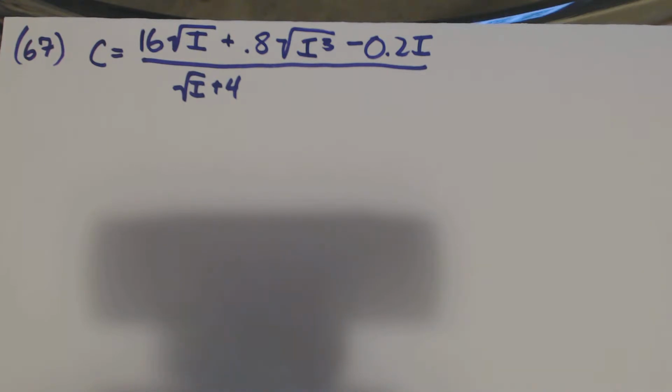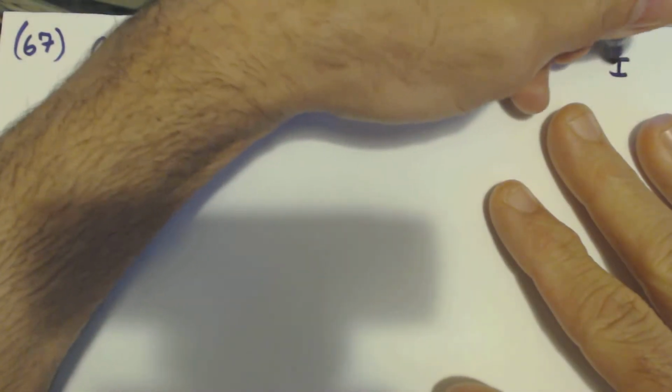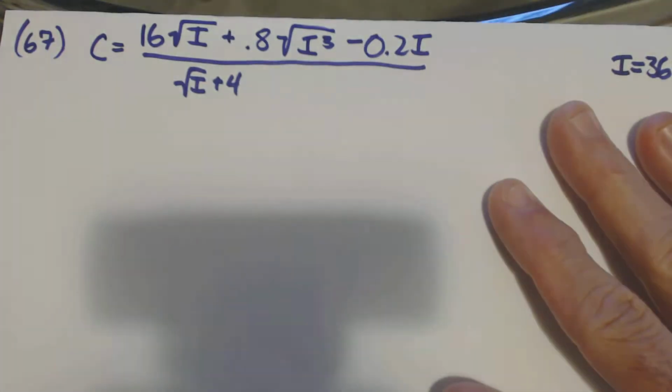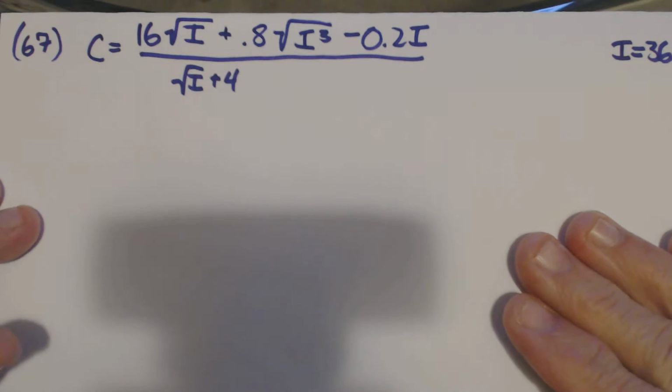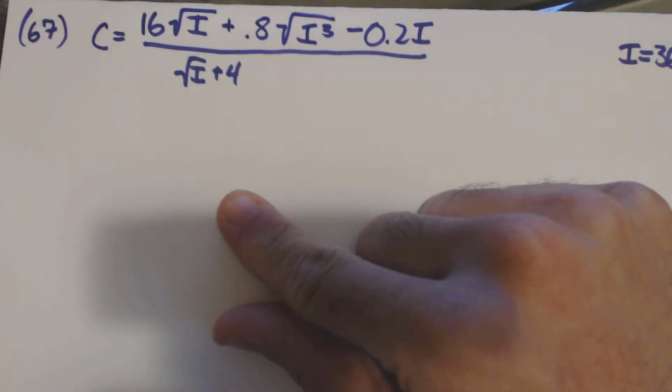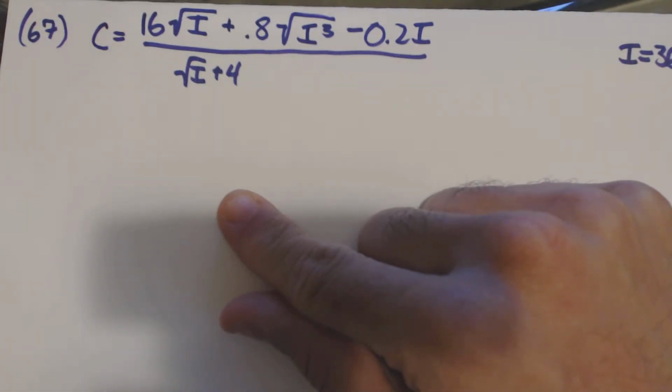Okay, so the problem wants us to figure out what is the marginal propensity to consume at a certain income level, which is income equals 36. And it also wants us to figure out what is the marginal propensity to save. The marginal propensity to save is 1 minus the marginal propensity to consume. So as far as the math goes, the marginal propensity to consume is the derivative of the consumption function with respect to income.